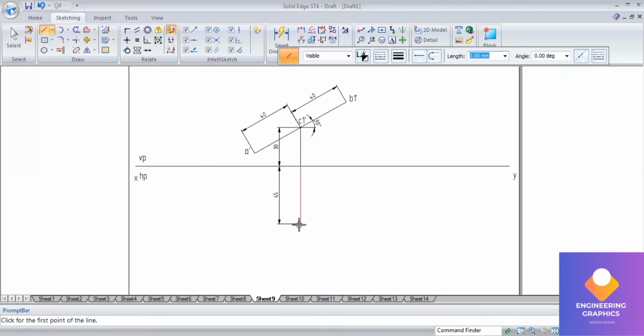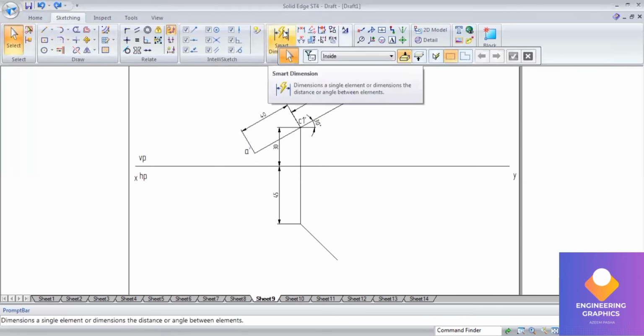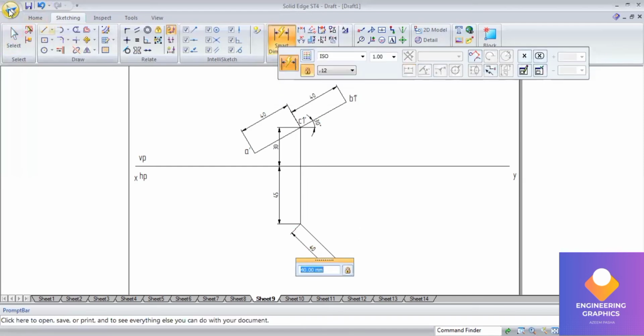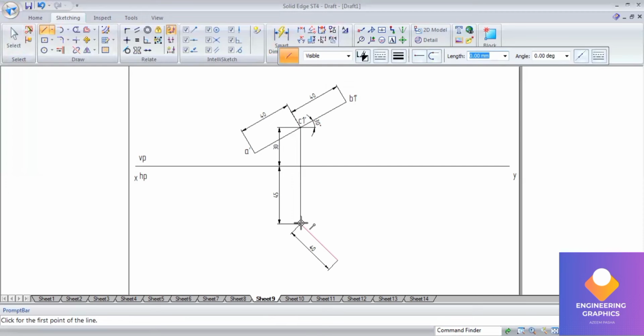So take a line and give the length 40, and here the angle I'll consider is minus 45, that is 45 degrees. Measure the angle, measure the length and extend this line using the parallel line command. We should extend this line for a length of 40 mm. Angle is again the same, 135 degrees. Mention the namings here also.